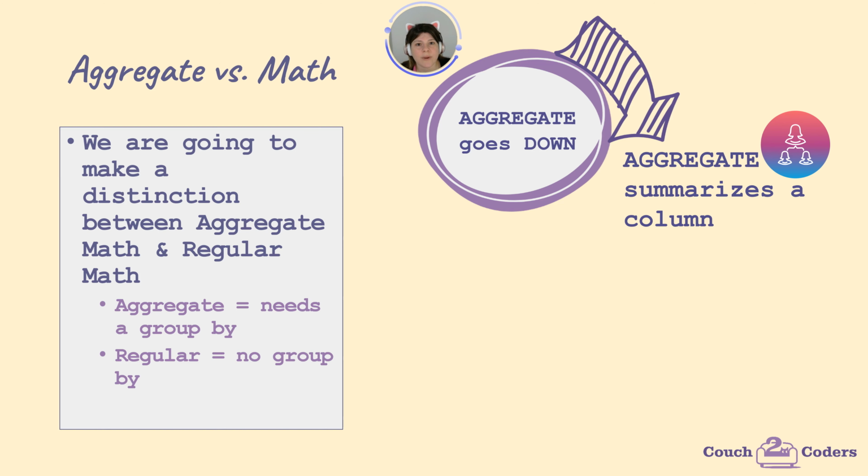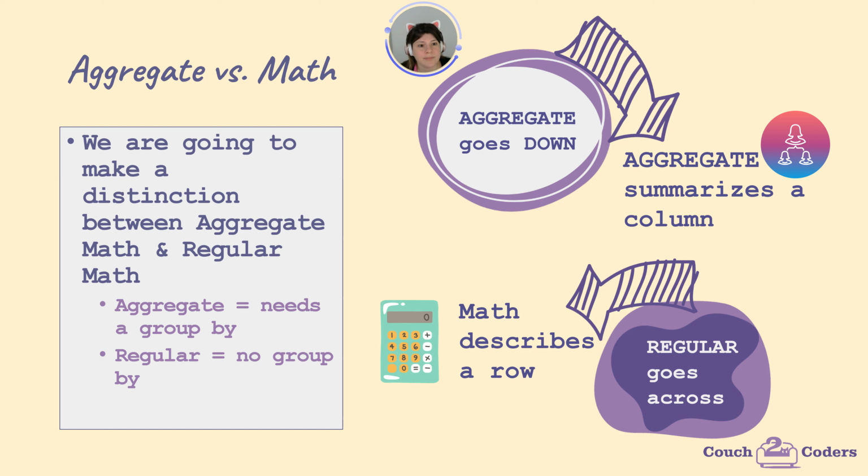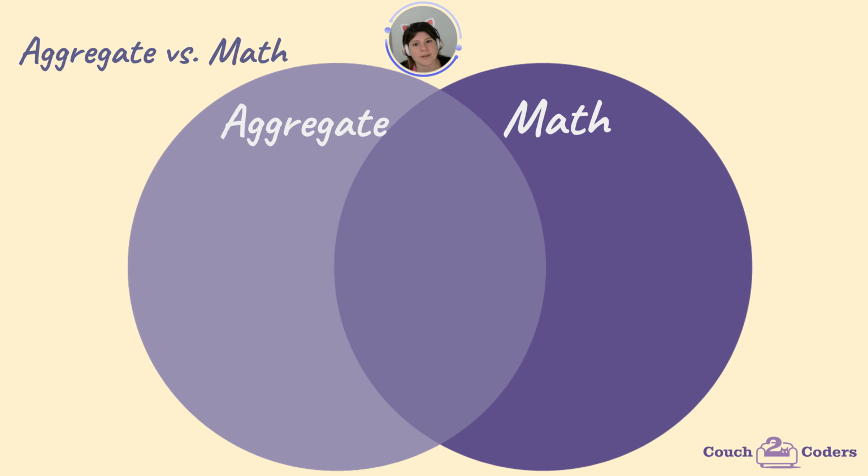In comparison, regular math has no group by. This is something that is going to describe the actual row or column itself. So when you think of regular math, we're thinking, what happens if I add my column A to my column B? And it just creates a new column with the sum of column A and column B. Let's do some comparing and contrasting. Aggregate math applies math going down the column. In comparison, regular math applies math across columns.